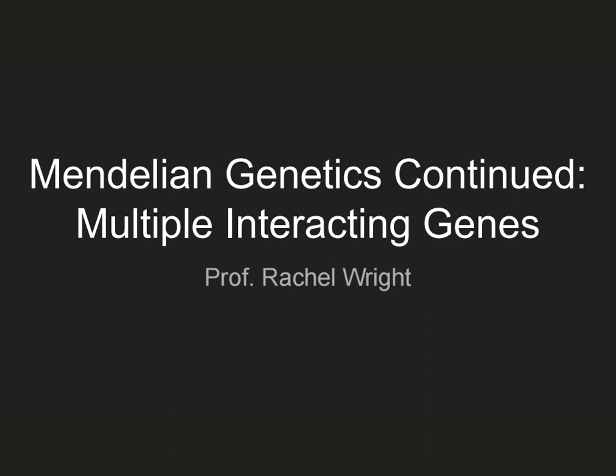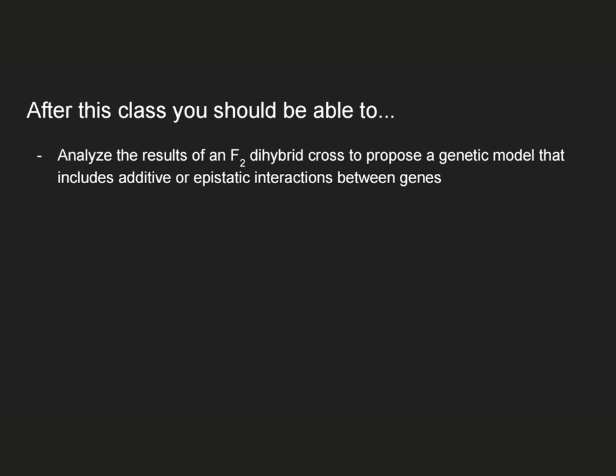Hi, we're going to continue talking about Mendelian genetics, but now we're thinking about multiple genes that interact with one another to cause different phenotypes. So after this class, you should be able to analyze the results of an F2 dihybrid cross to propose a genetic model. The genetic model is proposing the number of genes, the number of alleles, the relationship between those alleles, which one is dominant, which one is recessive, or some intermediate relationship between the alleles, and if the interaction between those genes is additive or if there's an epistatic interaction.